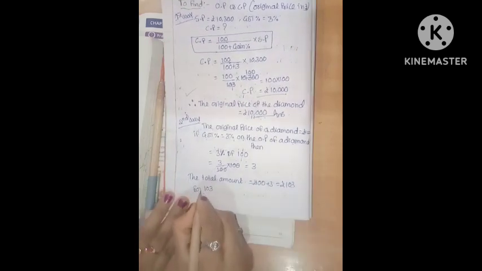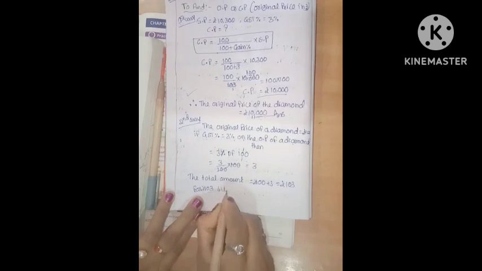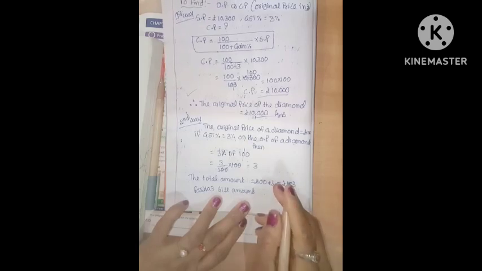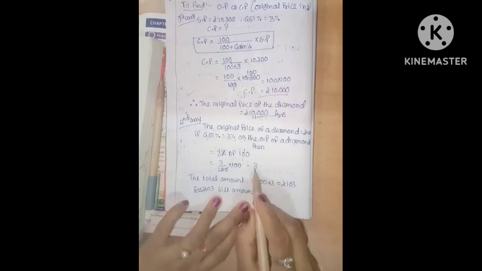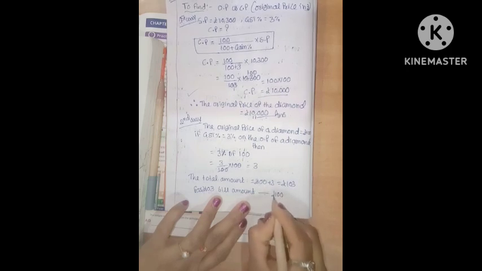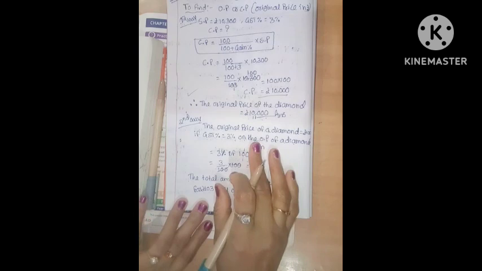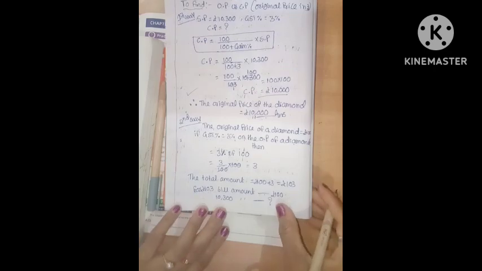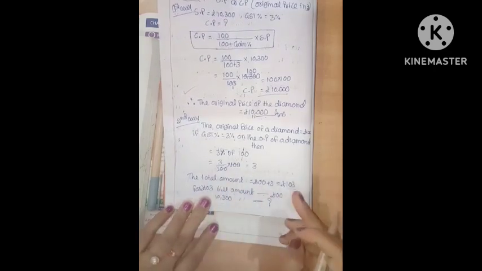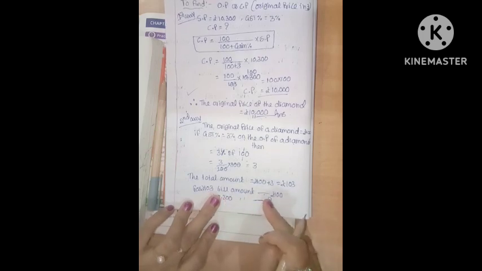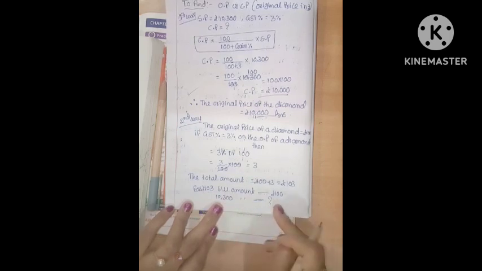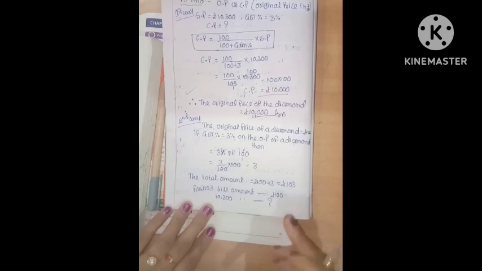For 103 rupees bill amount, the original price is 100 rupees. The total bill amount is 10,300. For that bill amount, how much original price will we get? For a 103 rupees bill amount, the original price is 100 rupees. What's the total bill amount? What's the original price? You have to calculate it. Are you understood?